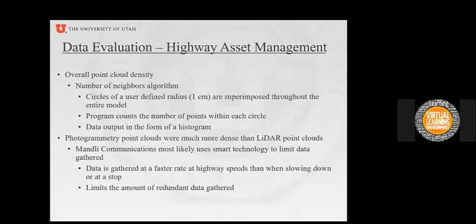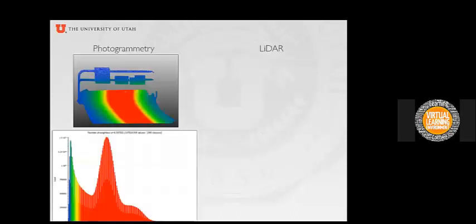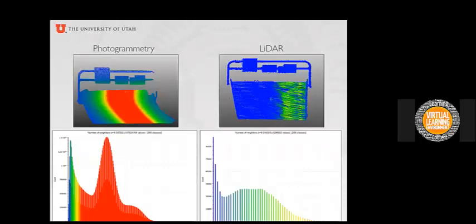So let's look at these histograms using the number of neighbors algorithm that I was mentioning. Now the red areas are the most dense, and then it gets less dense as you move farther away from the sensor. So this red area right here, you can obviously tell is where we were driving. And as the reconstructed scene gets farther from the sensor or the camera, the model becomes less dense.